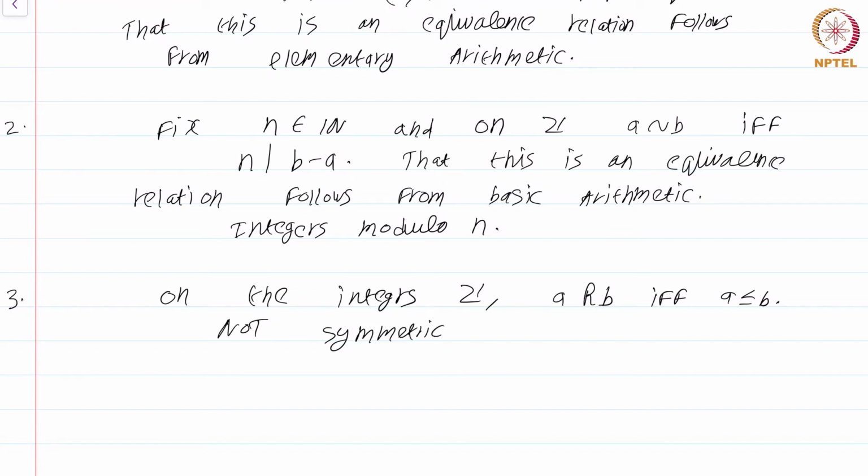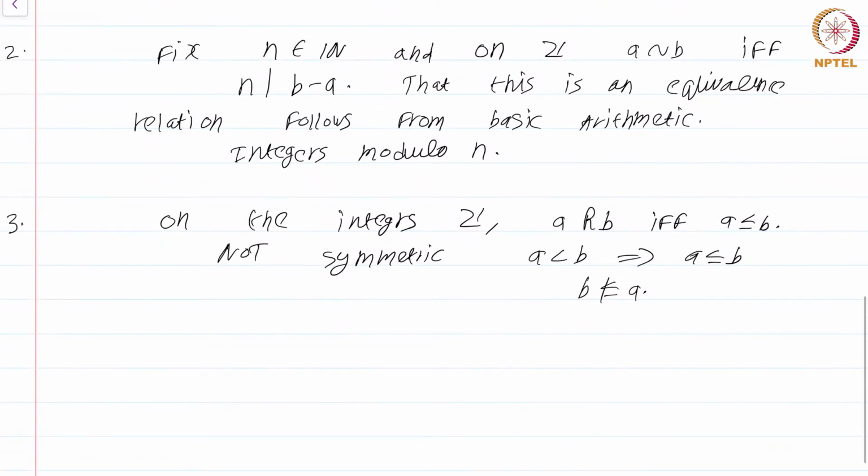Okay, if A is less than B, that means A is less than or equal to B also, then B cannot be less than or equal to A. This is not true. So this is not a symmetric relation, but it is transitive. If A is less than or equal to B and B is less than or equal to C, then A is less than or equal to C. It's certainly transitive.